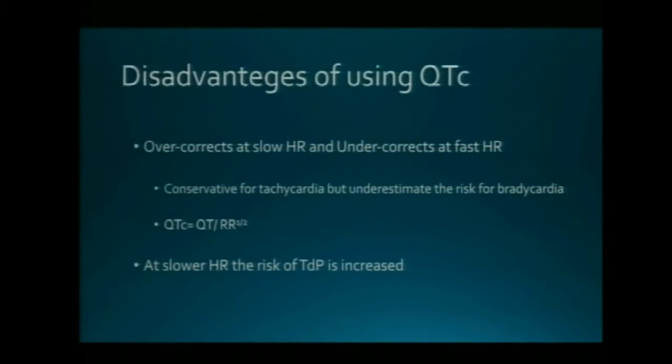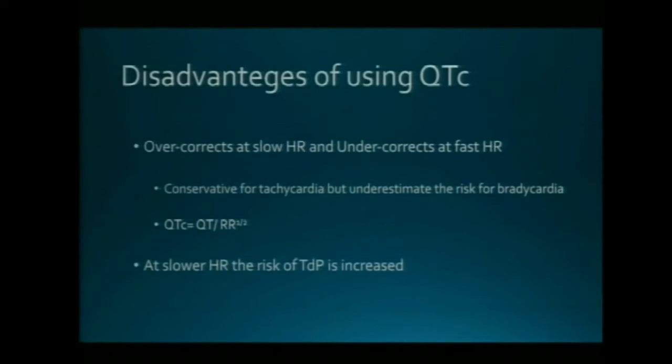But what are the disadvantages of the Bazett formula? It has been criticized that it overcorrects at slow heart rates, so it will underestimate the risk of Torsades, and undercorrects at faster heart rates. So although it is conservative for tachycardia, it will underestimate the risk of developing Torsades at bradycardia.